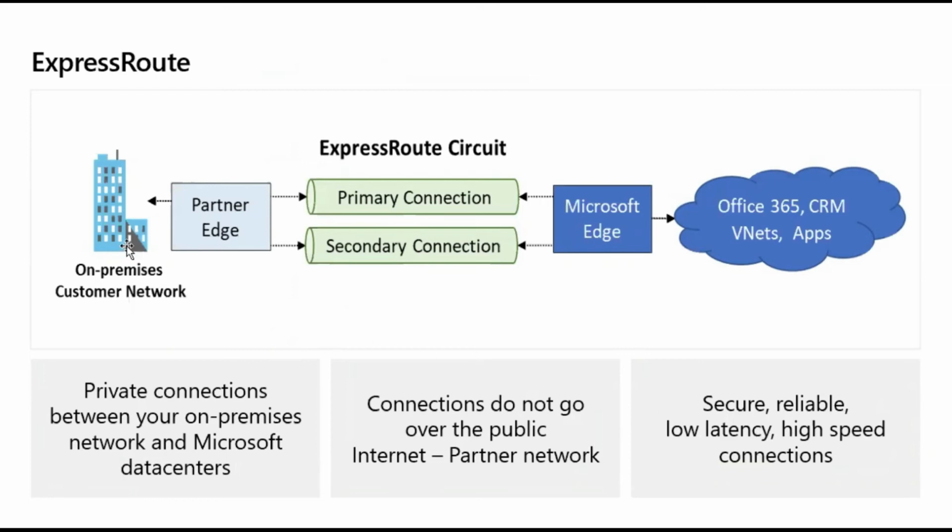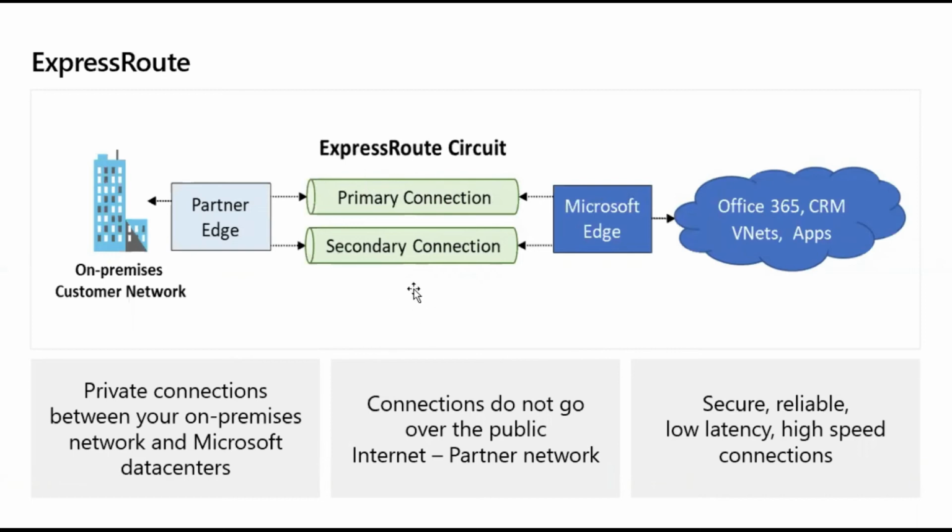Let's say you have an on-premises network, and you have something on the cloud, such as Office 365 or some virtual network or application or something like that. So you can create a site-to-site VPN by yourself, or you can get the connections from an ISP. For example, Telstra, Optus. Those ISPs provide this kind of ExpressRoute connection. So from your office to the Microsoft Cloud Network, they provide this ExpressRoute.